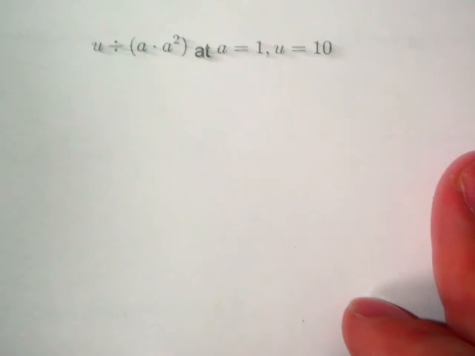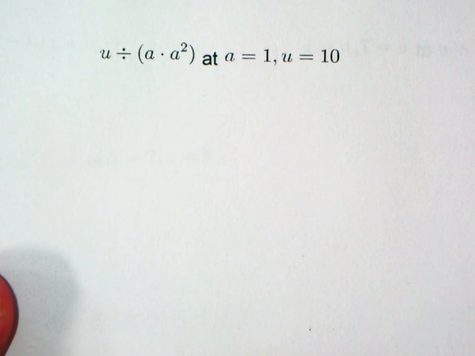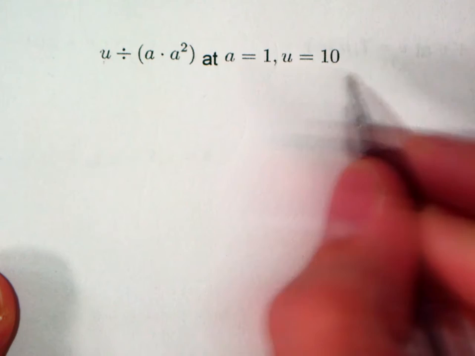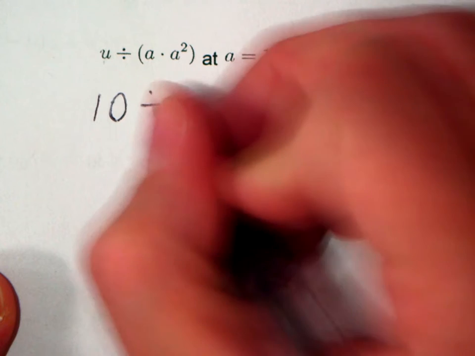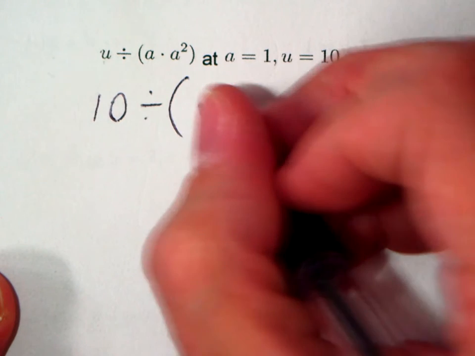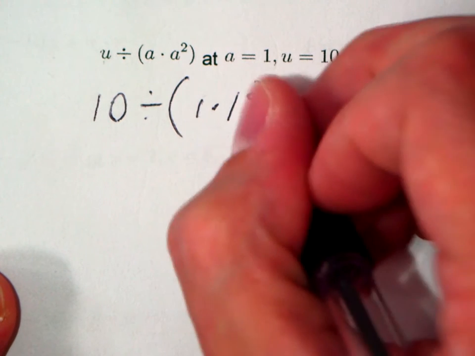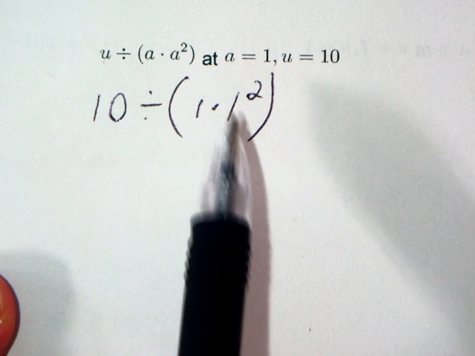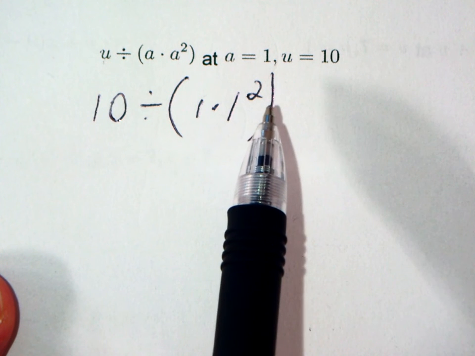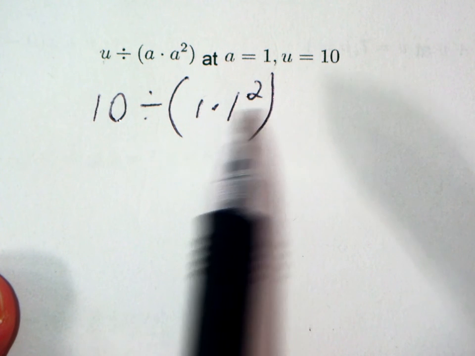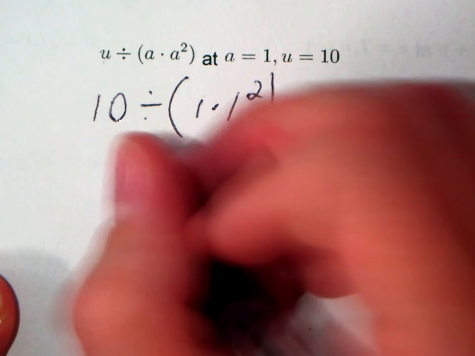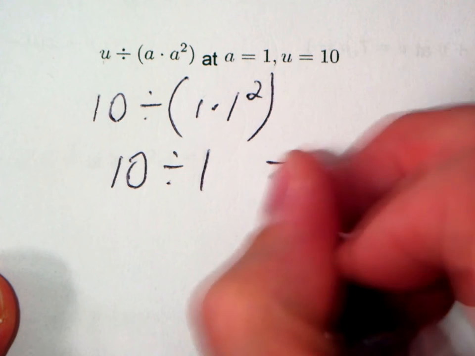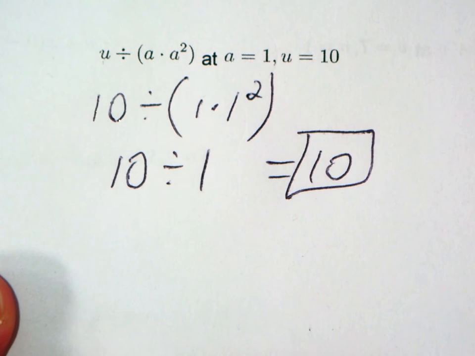Let's jump down to the bottom right here. The new thing with this problem is that we are replacing 2 variables. So you have to match up the u with what it's equal to, which was 10, and the a with what it's equal to, which was 1. So we start with the layer of parentheses first. 1 squared is just 1, because 1 times 1 is 1. We multiply by 1 again, and it's still 1. So we have 10 divided by 1, which is just 10.